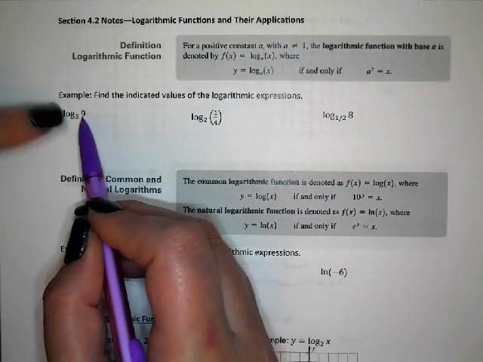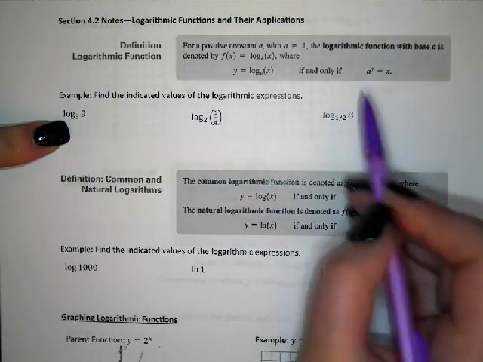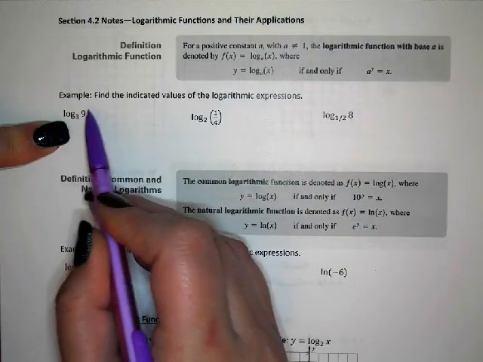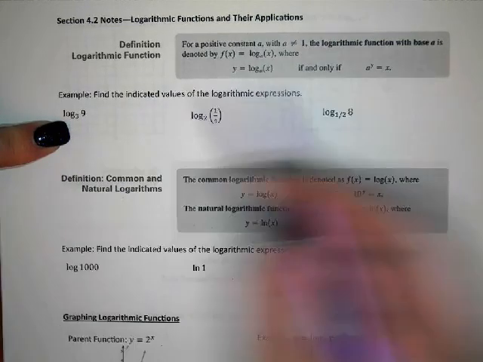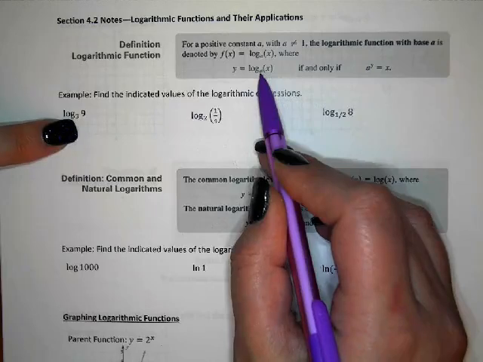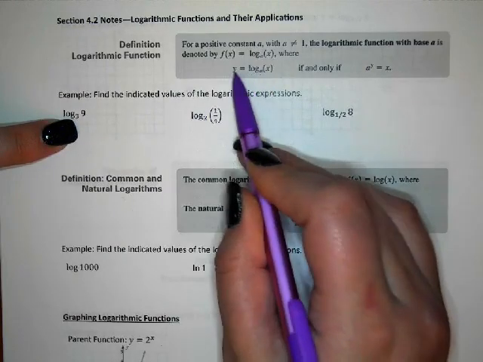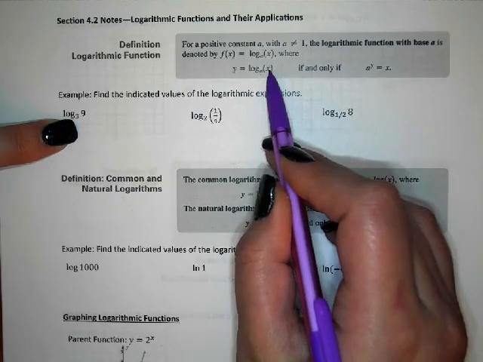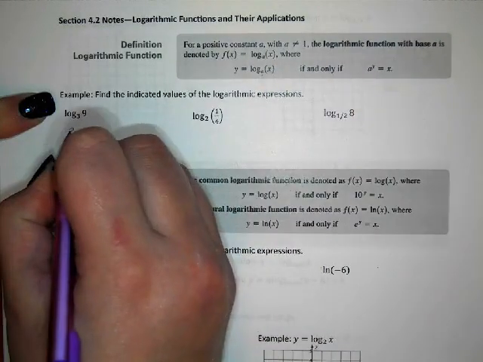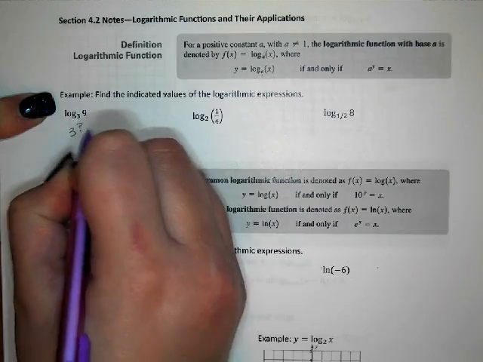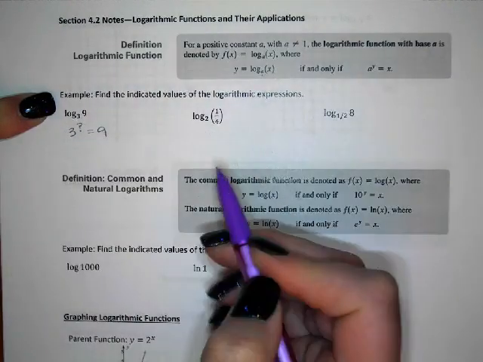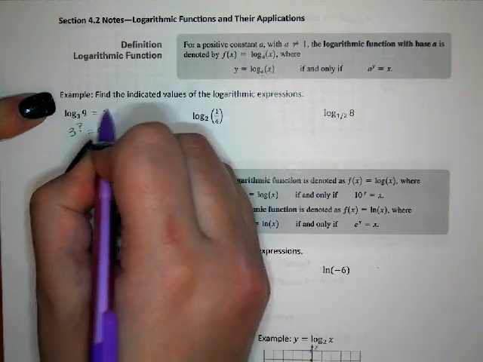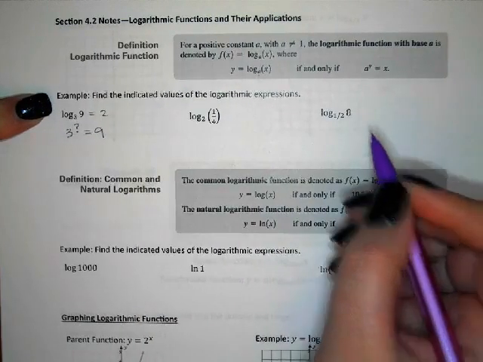So if we think of these problems in terms of this definition so that we can evaluate these logs, then we have to think of this as the base to some exponent ends up equaling whatever you're taking the log of. So 3 raised to some exponent equals what I'm taking the log of, which is 9. So 3 squared is 9, and that's the evaluation.